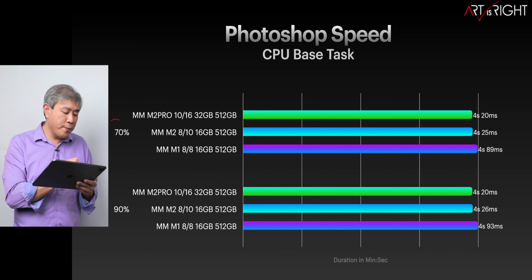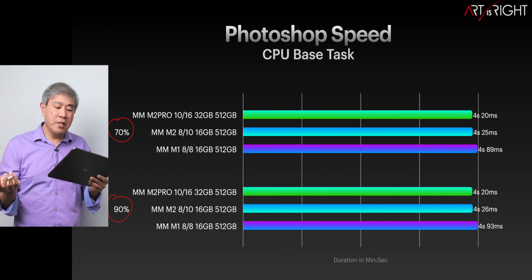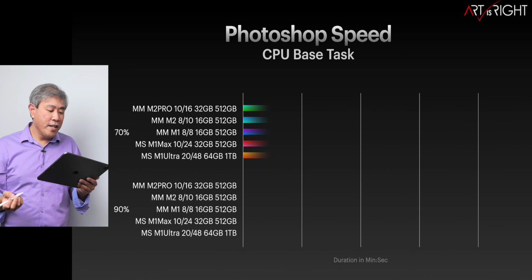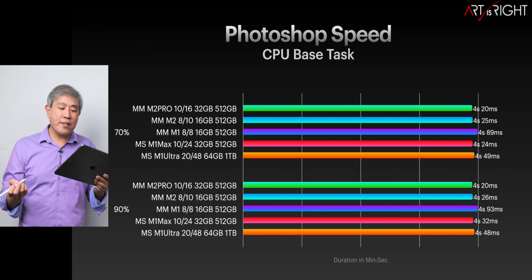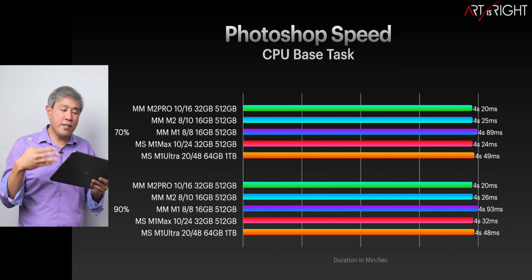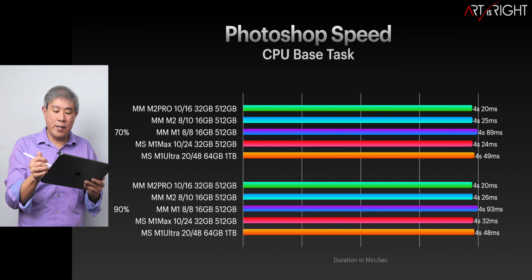Photoshop speed comparing between 70 and 90% RAM. I would say everything is milliseconds apart and wouldn't even worry about it. Throw in the result from the Mac Studio. It runs just a slight touch faster, but this is just a speed test. So this is telling you that they're performing pretty much all at about the same speed.